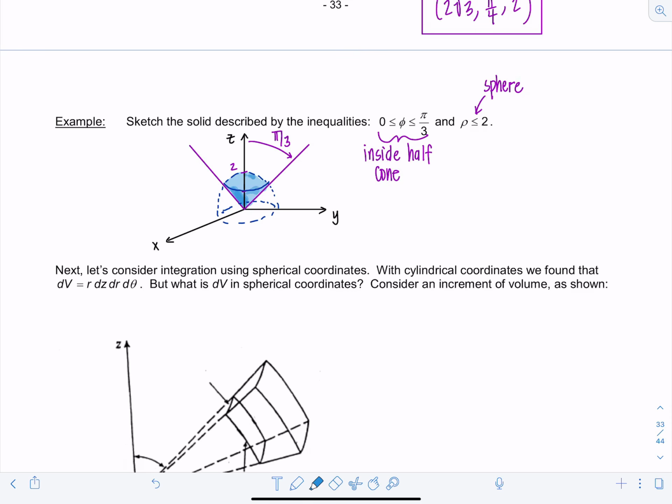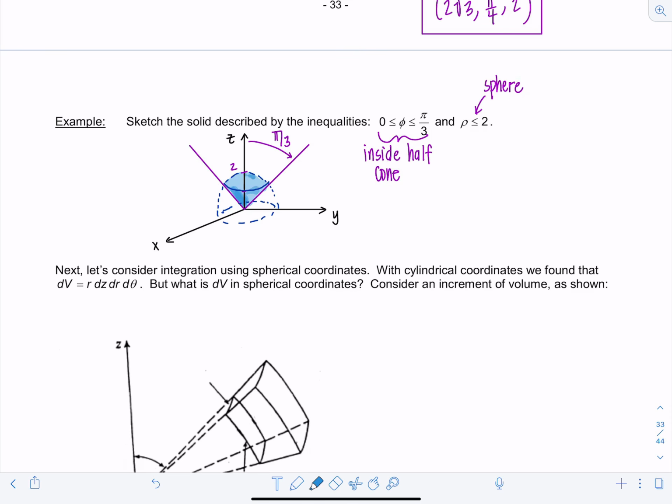So we're going to look at integration using spherical coordinates. And remember, dV changes depending on what coordinate system you're in. So when we were in rectangular, dV was just simply dx, dy, dz, no big deal. And then when we switched to cylindrical, we showed that dV was r dz, dr, d theta, which made sense because it was very similar to polar. Now, what is dV going to be in spherical?